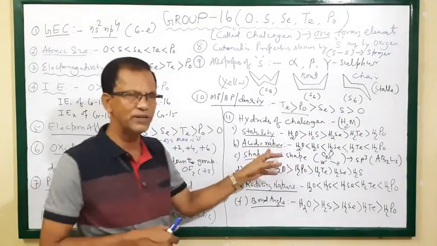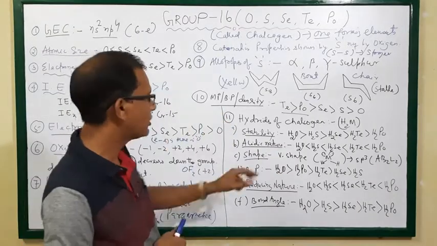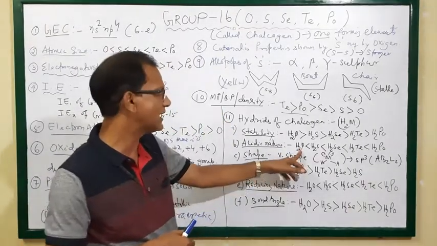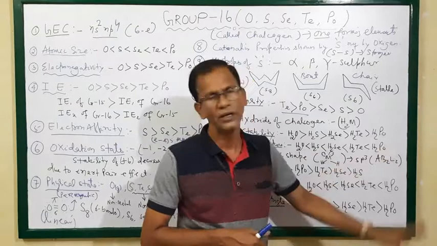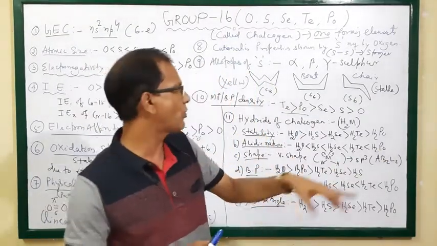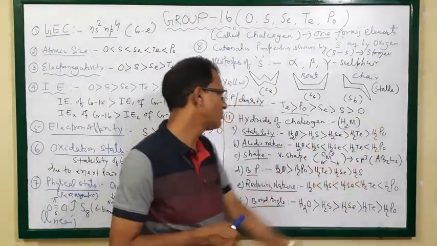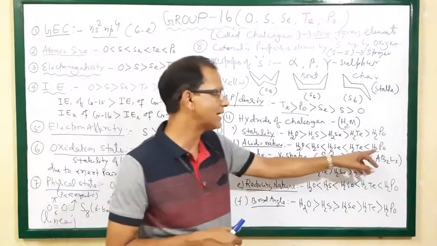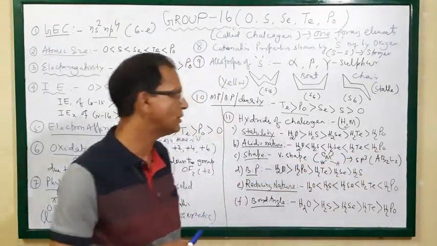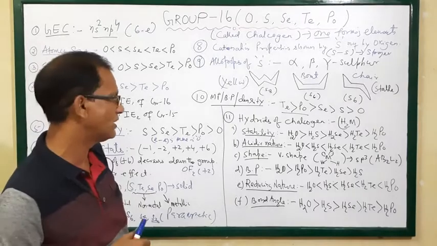Then acidic nature. Similarly, as the O-H bond is the strongest bond, water is the least acidic, and the H-Po bond is the longer bond. That's why it is more acidic. The acidic character of H2Po is the highest due to low bond dissociation energy.